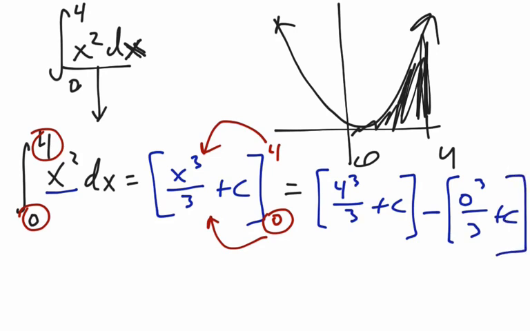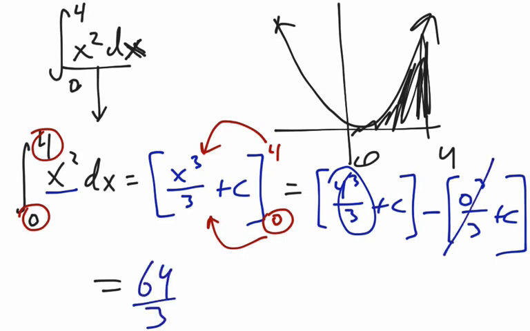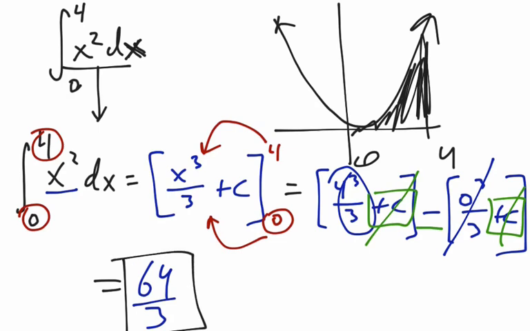And now I'm going to simplify. And so what I get when I simplify, 4 cubed over 3 is 64 thirds. 0 cubed over 3 is 0, and notice here that the plus c minus plus c, the c's cancel out. And that's nice, and that will always happen whenever you do a definite integral. And so my answer is 64 thirds, and this is in fact the exact area under the curve of y equals x squared. Very nice.